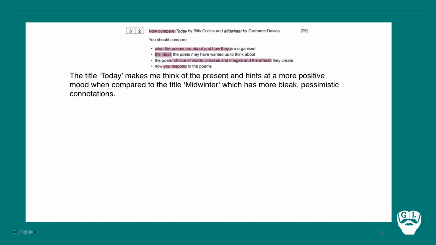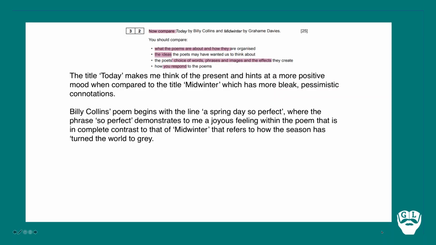I start again with the title. I said the title Today makes me think of the present and hints at a more positive mood when compared to the title Midwinter, which has more bleak, pessimistic connotations. So I'm going to start with my new one and then compare back each time. I start with my new one, as I see in the next paragraph there, and then I compare back to Midwinter. So analyse, then back to Midwinter each time.